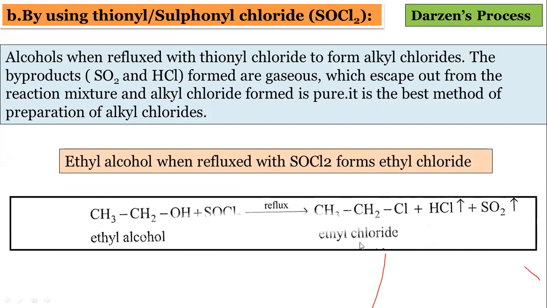Directly we will see the example, then we will understand. See here, ethyl alcohol plus SOCl2. Alkyl chlorides are prepared by using this SOCl2, thionyl chloride. We will get ethyl chloride, and these are the gases HCl plus SO2. Two gases are removed. This is the best method of preparation of alkyl chlorides.